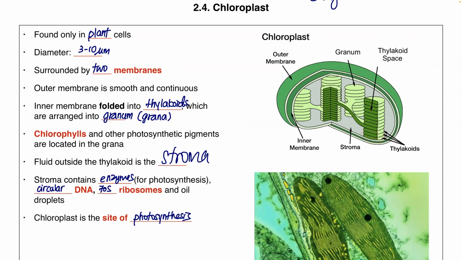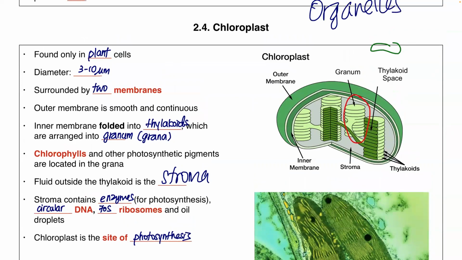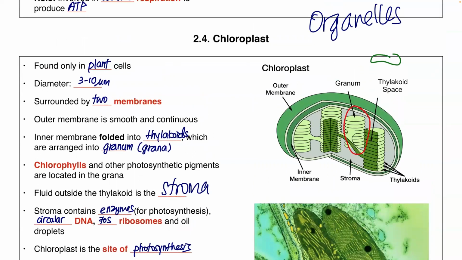A stack of them is called a granum. So this whole stack is a granum, and each of these membrane sacs is a thylakoid. Of course, this additional membranous structure is to increase surface area for photosynthesis.